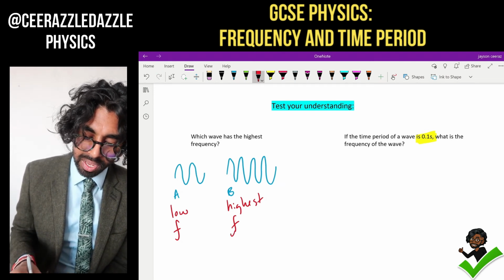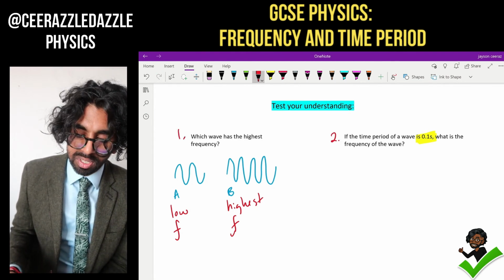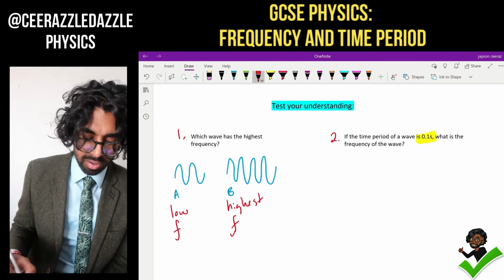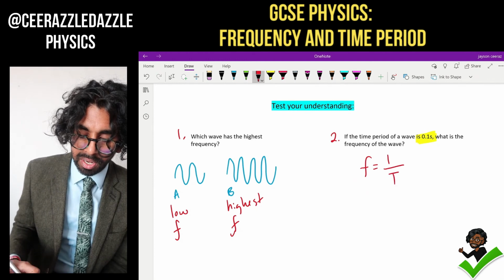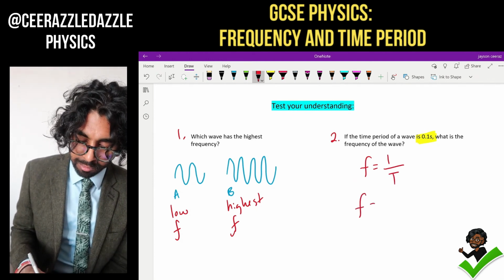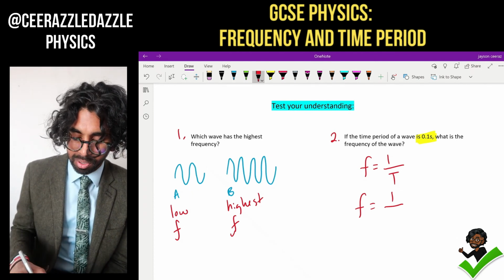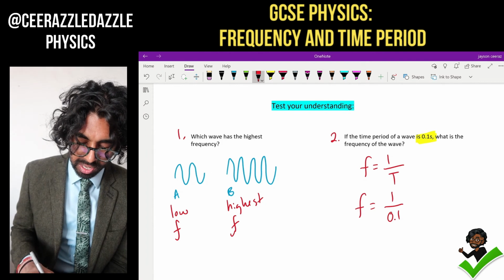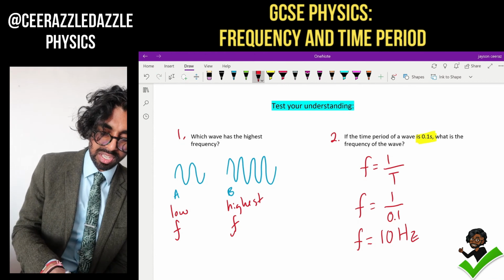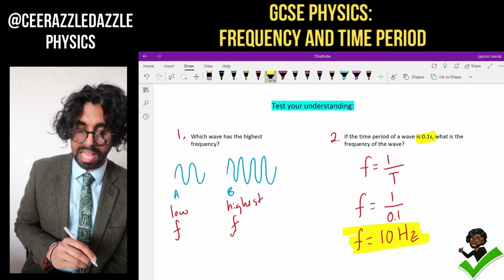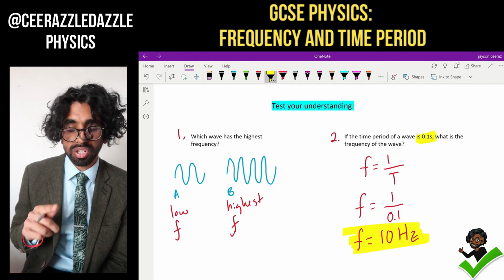Here's the second question, question number 2. If the time period of a wave is 0.1 second, what is the frequency of the wave? Right, you've got to use the formula. Frequency is equal to 1 divided by the time period. It takes 0.1 second for the time period, so frequency is 1 divided by 0.1, which is 10 hertz. And we've done two questions here. Make sure you understand it. Don't just follow me, make sure you can do it yourself.